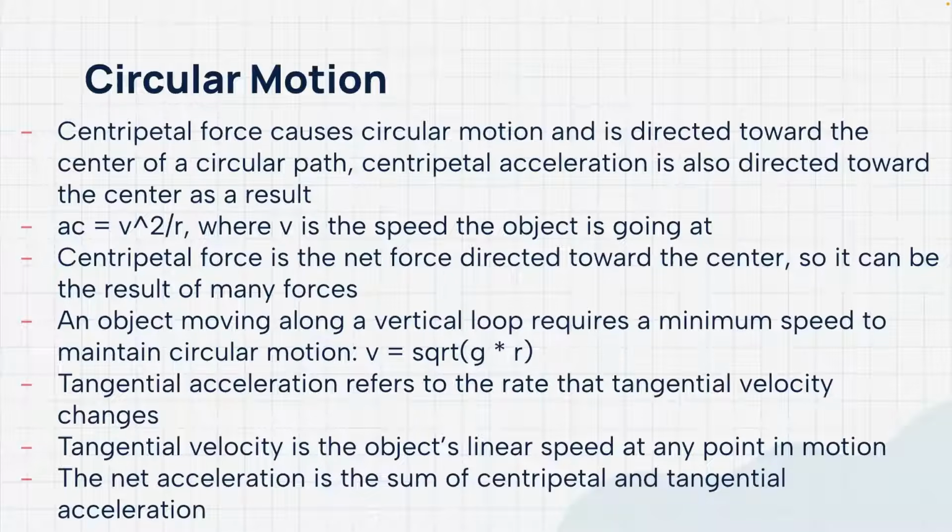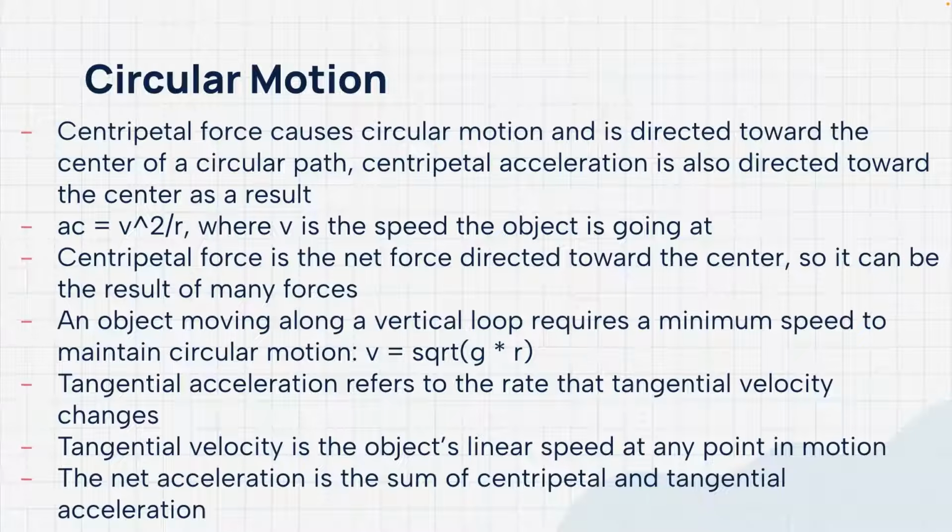Circular motion. So why does circular motion occur? That is due to a centripetal force, which causes circular motion, and the centripetal force is always directed to the center of a circular path. Therefore, centripetal acceleration must also be directed to the center as a result, because force and acceleration are always in the same direction. Centripetal acceleration is equal to v squared over r. Therefore, centripetal force must equal mv squared over r, since force is equal to mass times acceleration.